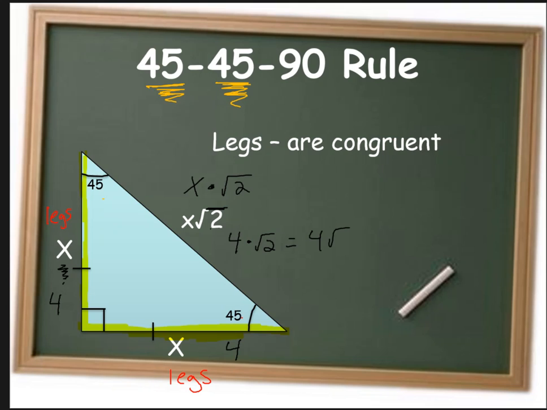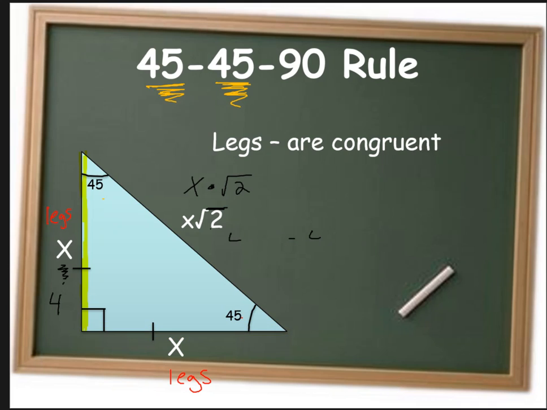Again, remember, we cannot multiply the actual 4 and the 2 because they're in different positions. There's either under the radical or outside. We can't actually multiply them and say 8 because they're not in the same position. So our answer here would be 4, 4, 4 root 2. This is the type of problems you're going to see with the 45, 45, 90.